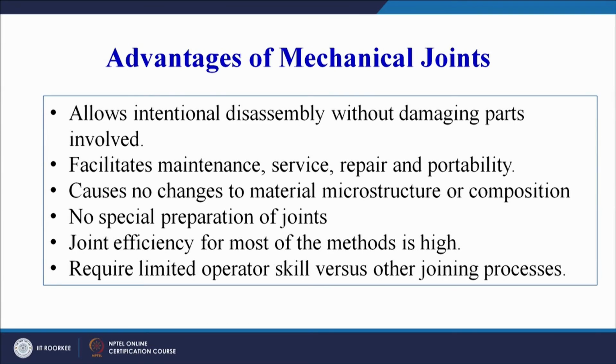So, one of the disadvantages in the case of adhesive joining that we have seen in our previous session was that it requires extensive surface preparation in order to facilitate a joint between the two mating parts, but that kind of surface preparation is not required in the case of mechanically fastened joints. Joint efficiency for most of the methods is good. It requires limited operator skills versus the other joining methods. So, it is an easier method for joining two composite parts.